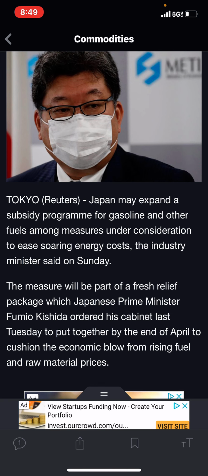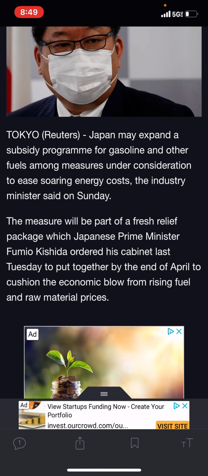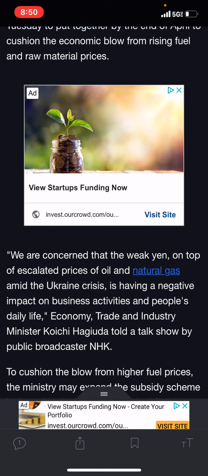Now this is because at the beginning of April, the Japanese Prime Minister had had enough with inflation and high gas costs, and he wanted to put together a plan. He ordered his cabinet last Tuesday to put together by the end of April a package to cushion the economy from the blow of rising fuel costs and raw materials. And that was another point I want to touch on in this article to show what is causing this.